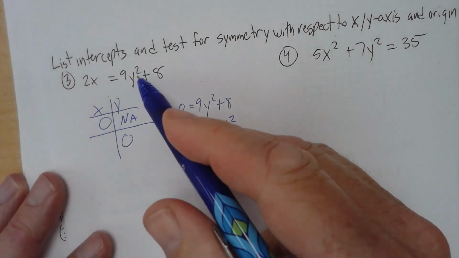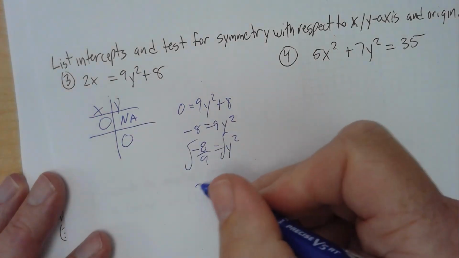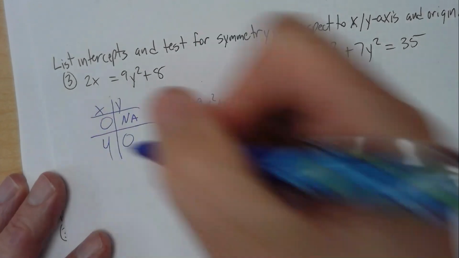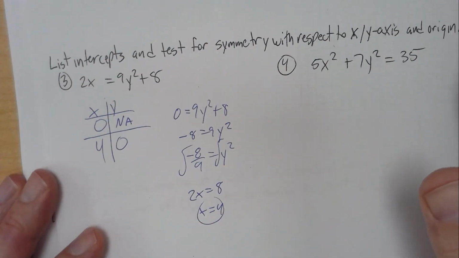Now I put 0 in for y. That goes away, and you get 2x is equal to 8. X is 4. Now we're going to test for symmetry.